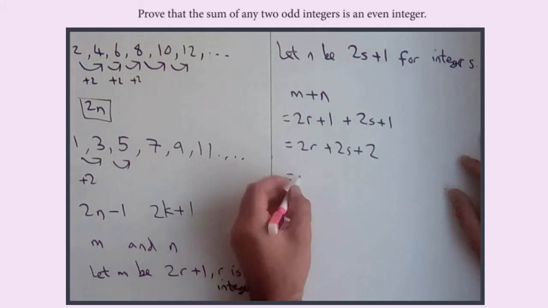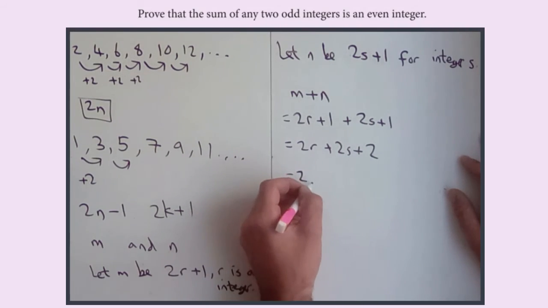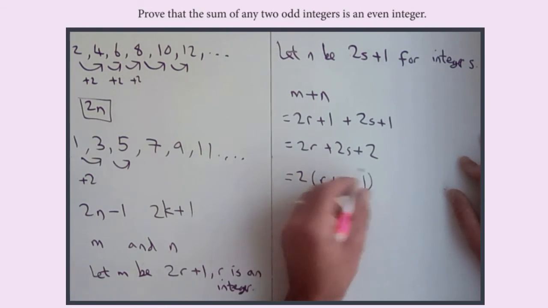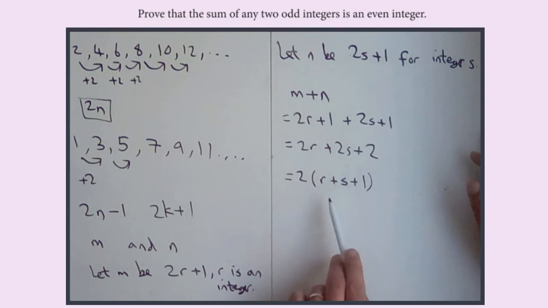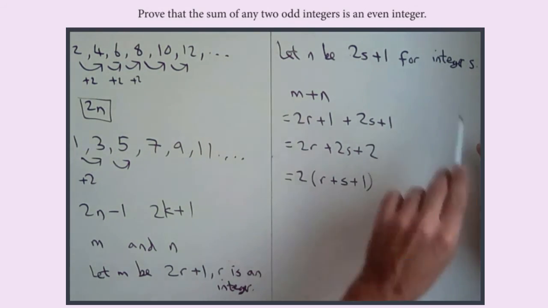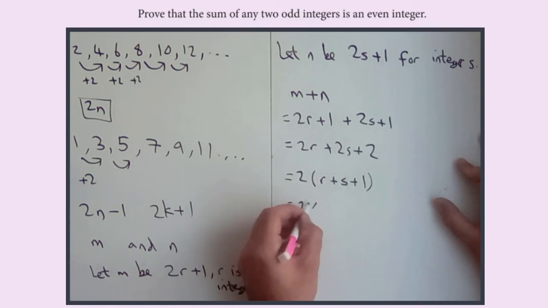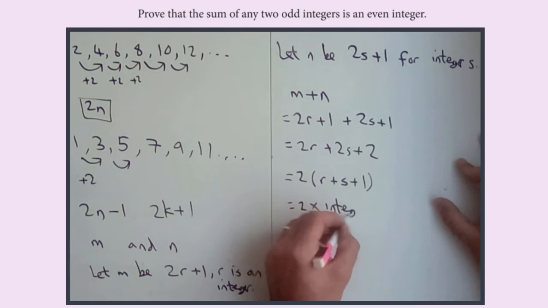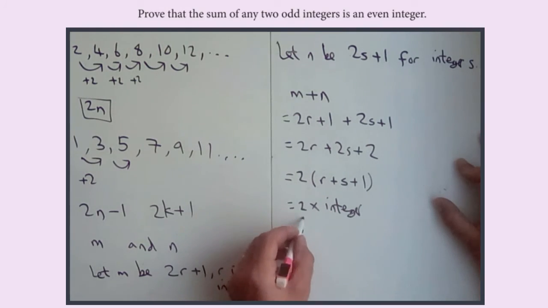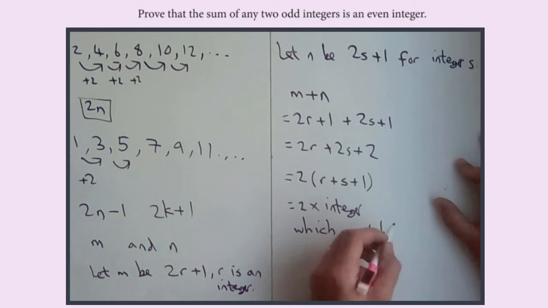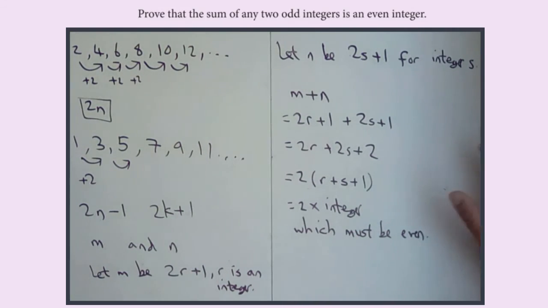So this must be 2 times r plus s plus 1. So we knew that r is an integer. We know that s is an integer because we defined it to be so. We've written it there and there. 1's obviously an integer, so this is 2 times an integer, which must be even. So that is our proof.